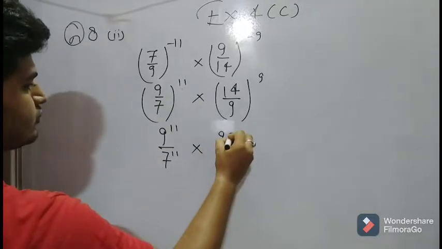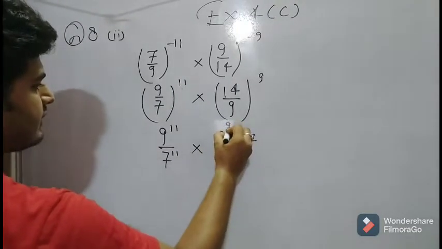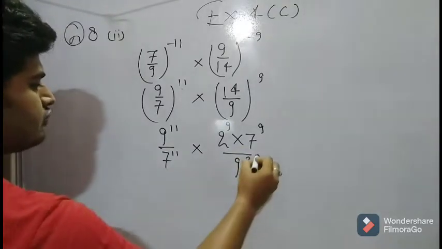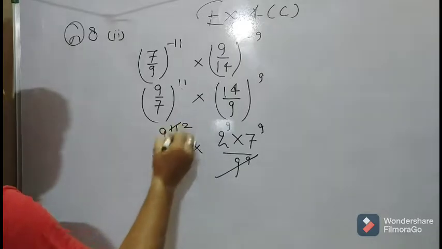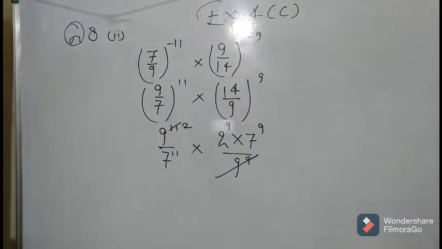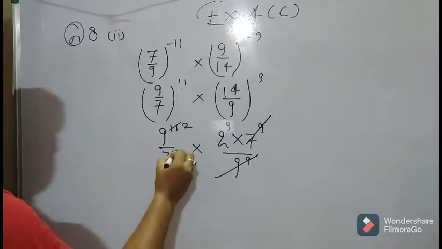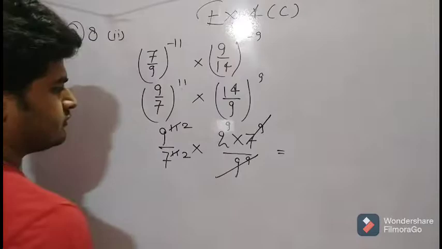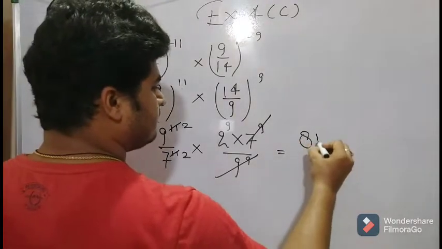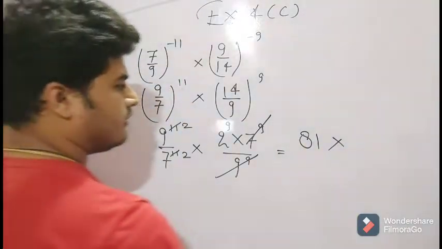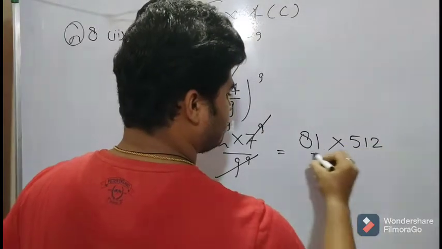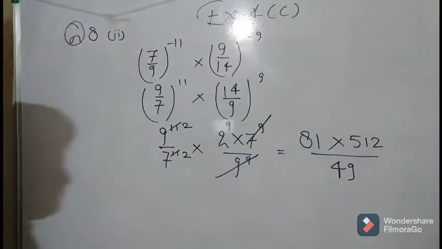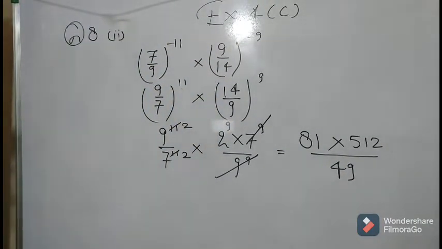14 can be written as 2 into 7. So 2 to the power 9, 7 to the power 9 upon 9 to the power 9. 9 to the power 9 will make the power 11 minus 9, which is 2, and 7 to the power 9 will again make it 11 minus 9, which is 2. So 9 square is 81, 2 to the power 9 will be 512, and 7 square will be 49. So multiply it, and whatever you get will be the answer.